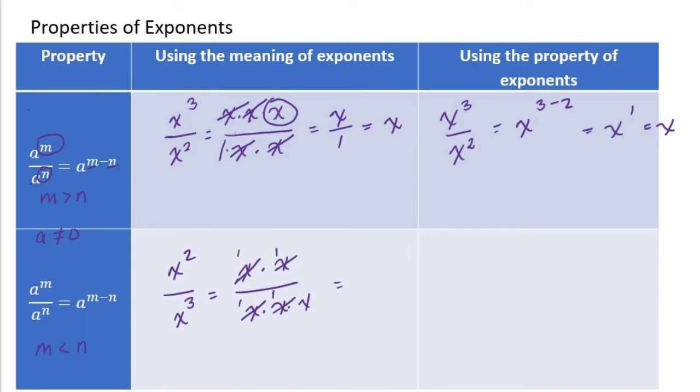So what's left in the numerator? 1 times 1 is 1, but we see that the x's are gone. Where is our leftover x? Well, it's in the denominator. And there it is.